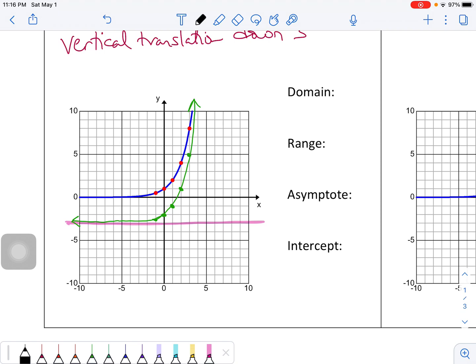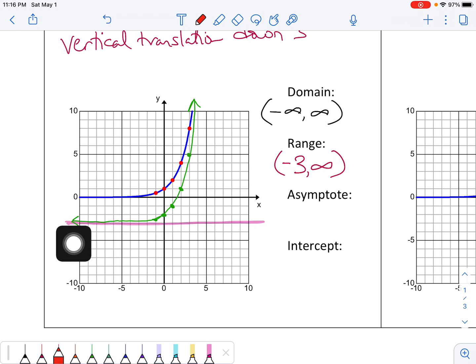All right, let's talk about some key features here. Domain for our exponential function has not changed from the basics, so it's -infinity to infinity. Now, the range is, we're going to look at how low we go to how high. Now, we don't actually ever get to -3 here, but we get real close to it. So we're going to use parentheses, -3 to infinity. Now, the asymptote I already talked about. This is this horizontal line in pink here. This horizontal line is going to be y equals -3. It's normally y equals 0, but since we had a vertical translation down 3, it became y equals -3.